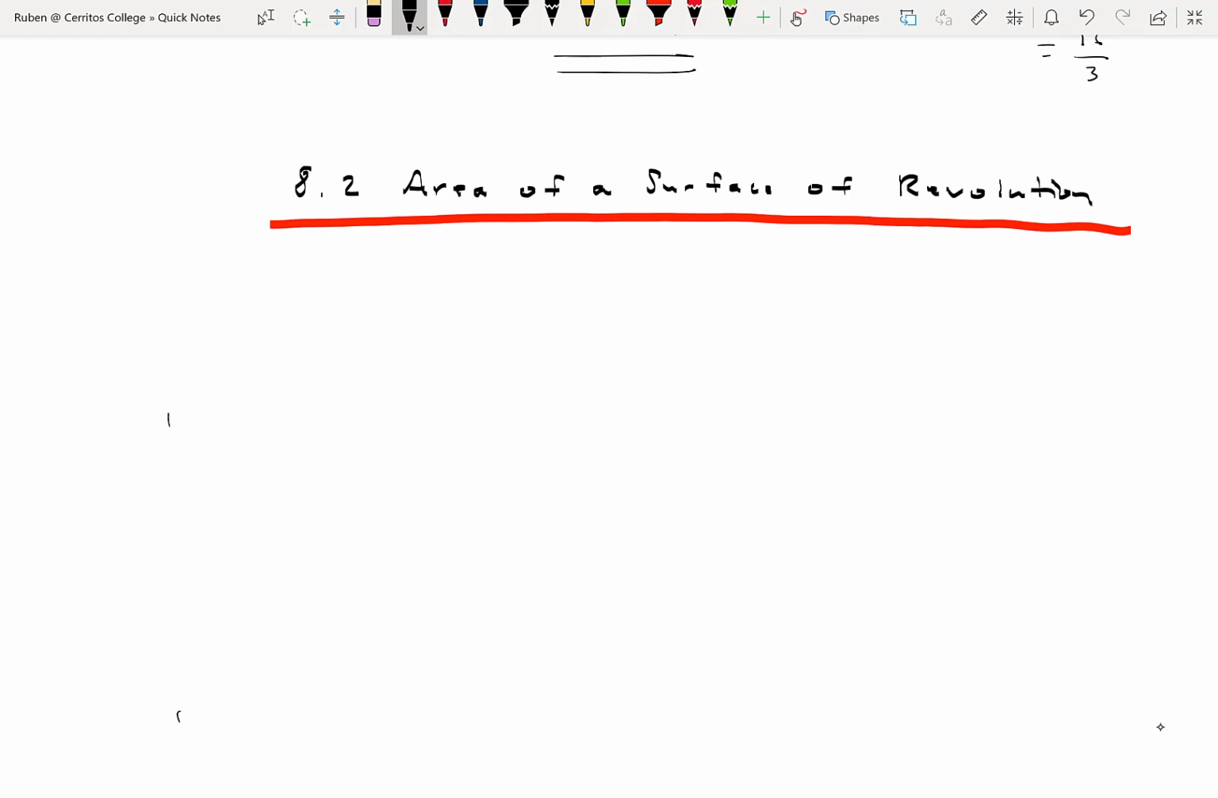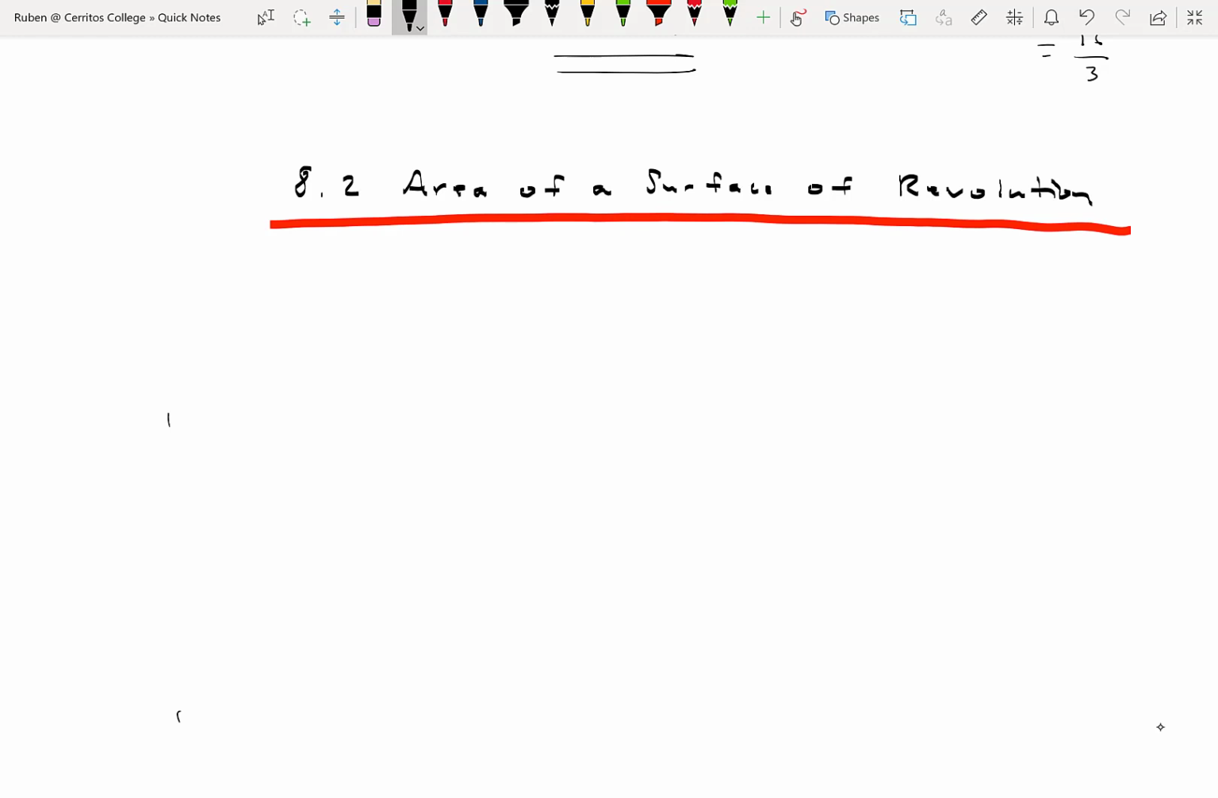So what I'm going to do is spend most of the time talking about revolution about the x-axis. Then we'll develop a real simple formula and look at an example. At the same time, I'll give you the formula for the surface area obtained by revolution about the y-axis. And then I'll turn you loose to do some homework problems.